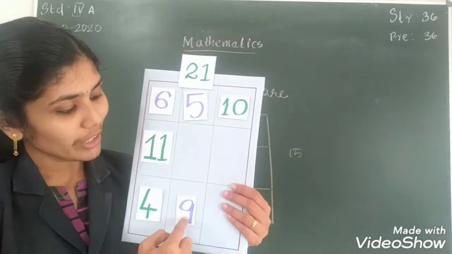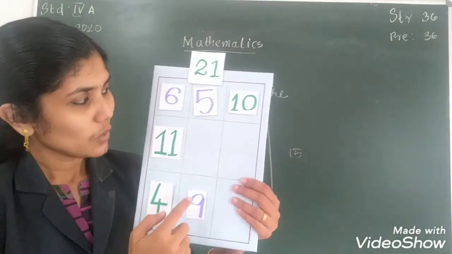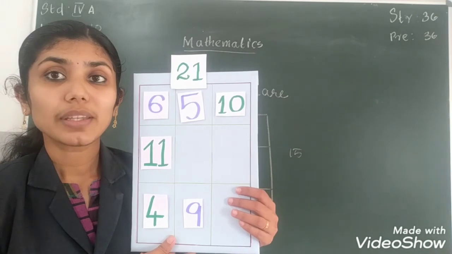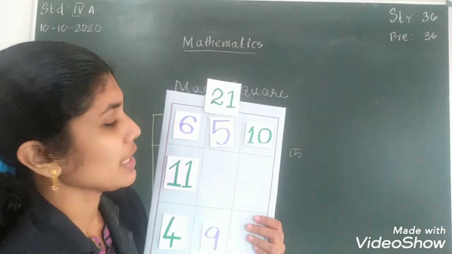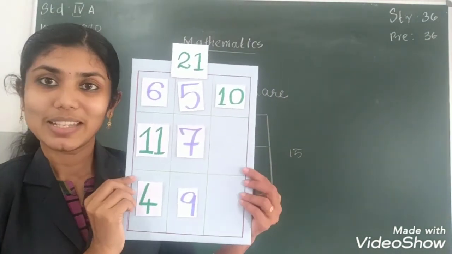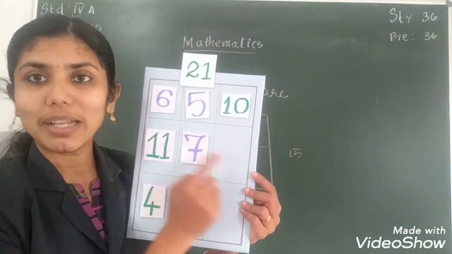Now here we have 5 and 9. In this column we have 5 and 9 and we can find the missing number here. What is the sum of 9 and 5? Yeah, it is 14. 14 plus 7 is 21. So place 7 here. So we need to find 2 more numbers. Okay. Now we can complete this row.